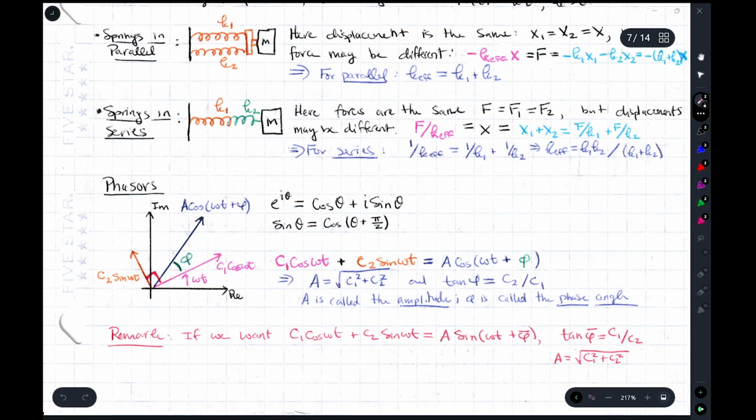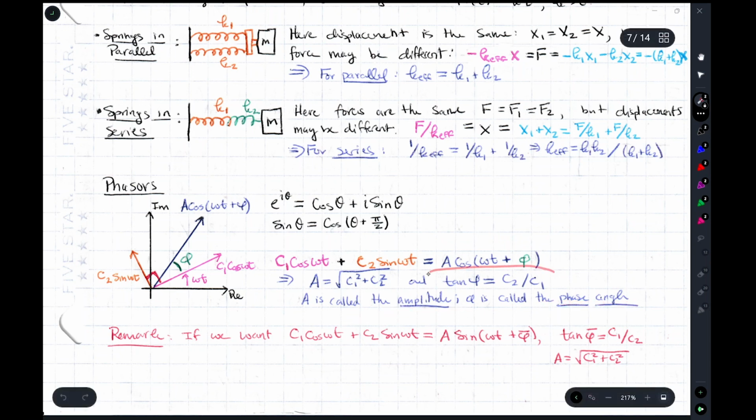That's how we'll get the A. And what if we want this angle? Here you use the opposite, which is C2, and the adjacent, C1, and use the relation tan phi equals C2 over C1, and that's how you get phi. This is how you could combine these two terms into that. A is called the amplitude, phi is called the phase angle.